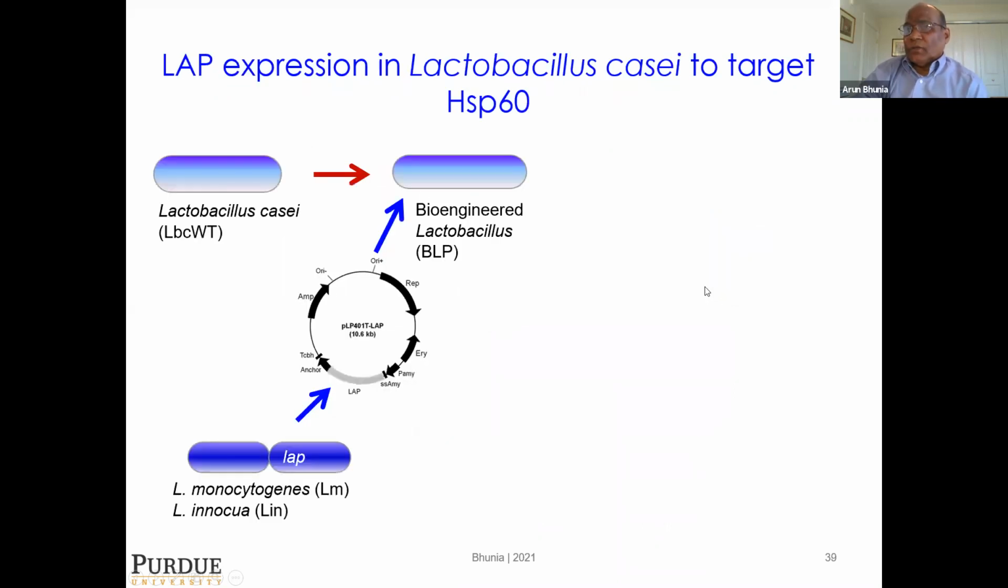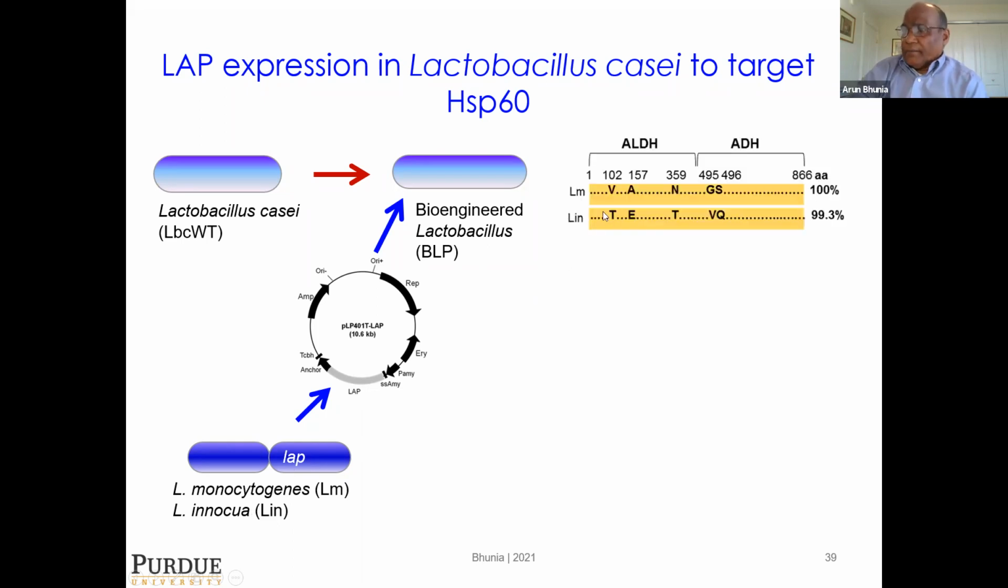So in order to do that, we took the Lactobacillus casei, that's our wild type, and we had a nice expression system actually. It's called pLP401T. We received it from another lab, and we introduced our LAP gene into this plasmid, and we took the LAP gene from both Listeria monocytogenes and Listeria innocua, okay, a non-pathogen. And both proteins are very similar actually, only a few amino acids difference, structurally a little bit different based on the amino acids, but functionally they are the same actually.